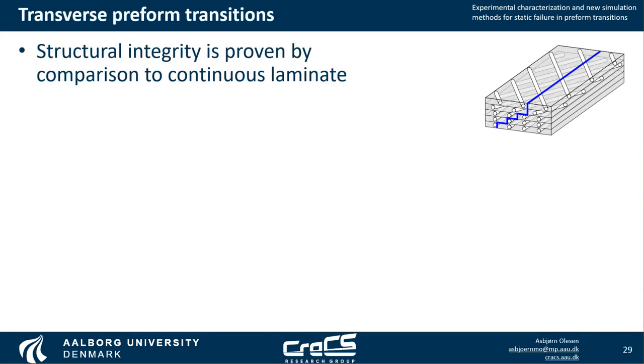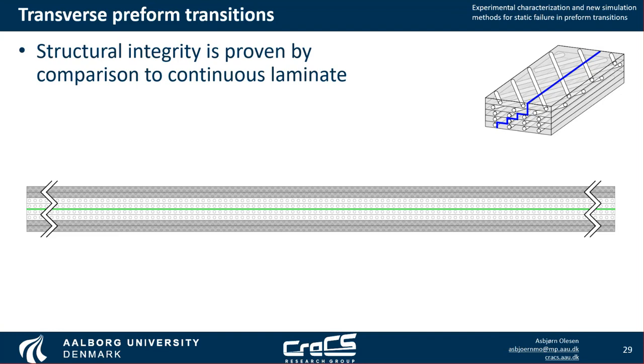Structural integrity is, in our case, proven by comparing to the continuous laminate. So our assumption is that if we can prove that the transition is as strong as the continuous laminate next to the transition, then it should be upholding the structural integrity. So if we compare to the continuous laminate that we're seeing just beside the transition, we are working with biaxial materials, unidirectional materials, but there's also a preform transition interface in these.